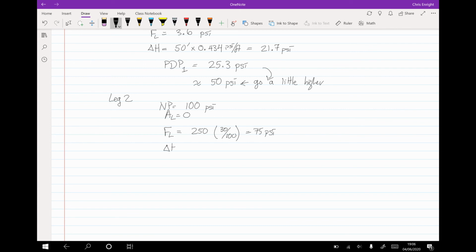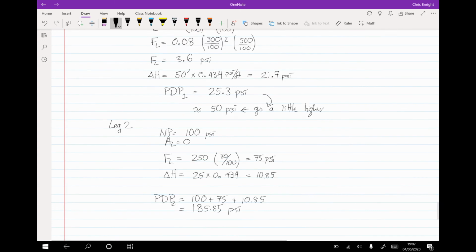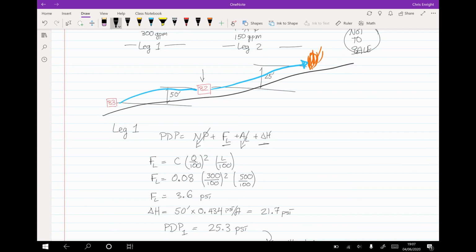And then our delta H is equal to 25 times 0.434. That's equal to 10.85. So PDP for leg 2 is going to be equal to 100 plus 75 plus 10.85. That's going to be equal to 185.85 PSI. So this engine is working harder.